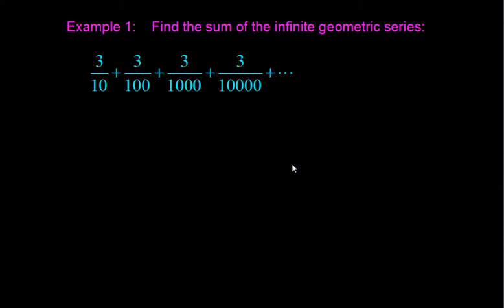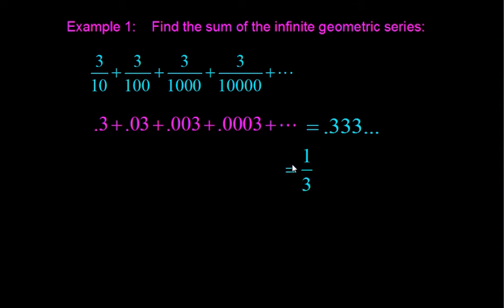Let's find the sum of the infinite geometric series 3 over 10 plus 3 over 100 plus 3 over 1,000 plus 3 over 10,000, etc., going on forever. One way to look at this is we convert them all to decimals. You can see that we have this nice little pattern. It's 0.3 plus 0.03 plus 0.003, etc. And that would add up to 0.333 repeating, which of course is 1/3.